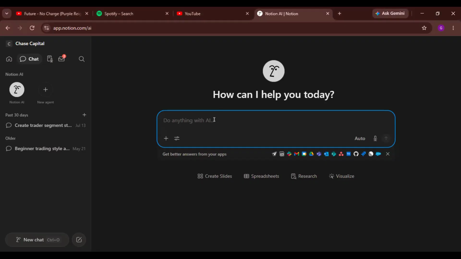So you just prompt it with a task. Okay, prompt it with a task. For example, make a trading plan. Let's say, make a trading plan. Change auto model. Oh no. So let's say just give it a prompt, for example, do anything with AI. Let's say make a trading plan or make a trading journal or write me a 90-day target.